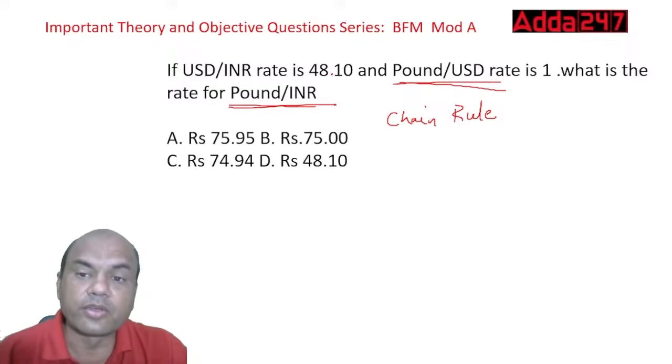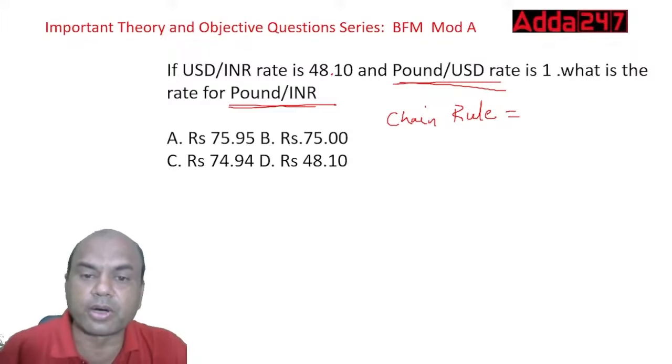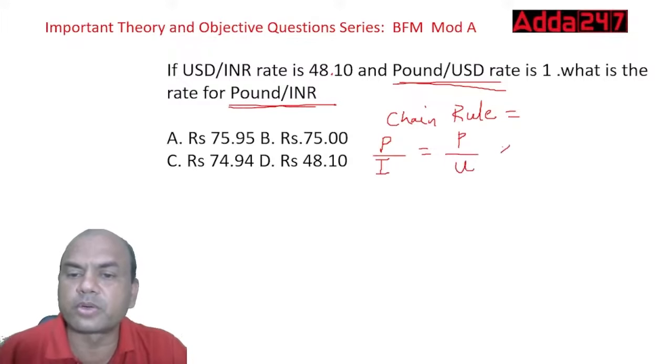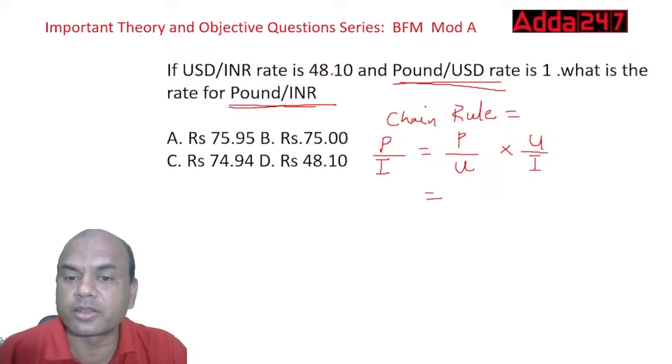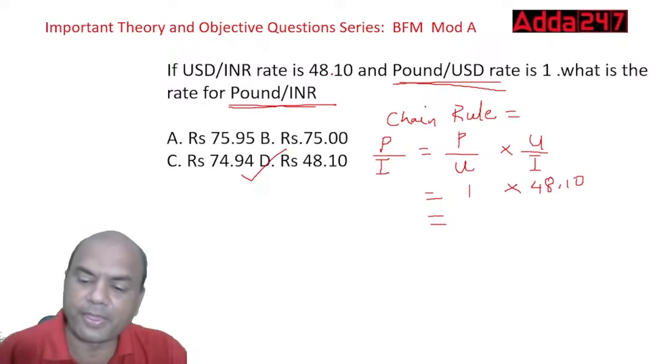What is the chain rule? We use it like this. Pound to INR, I'll write it as P to I. So it will be pound to USD into USD to INR. Chain rule, you have studied this in your JAIIB also. Pound to USD rate is 1, so keep it 1 only. USD to INR is 48.10. So your answer will be 1 into 48.10. So D is the answer. Simple one. Next one.